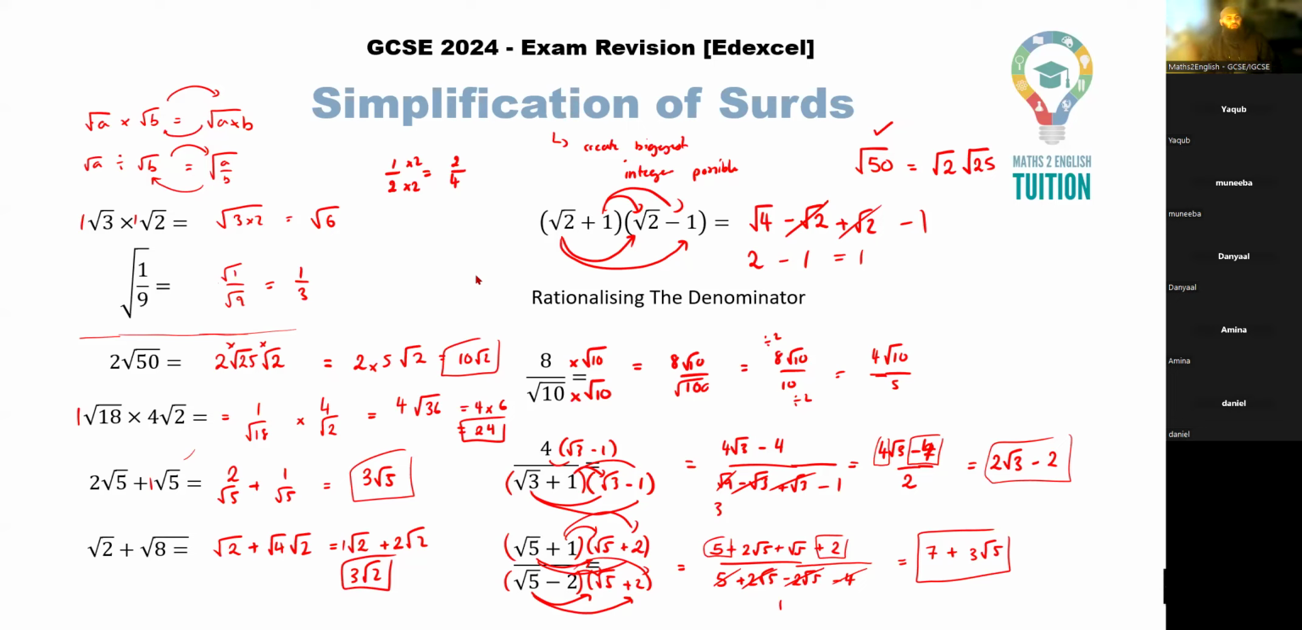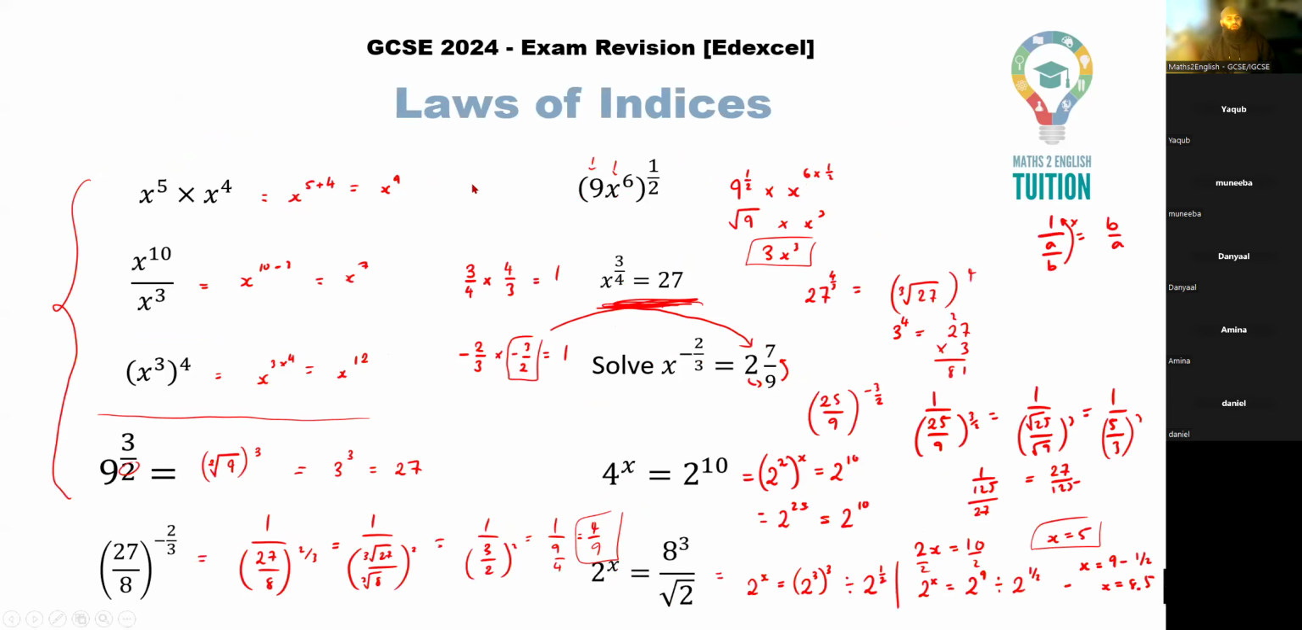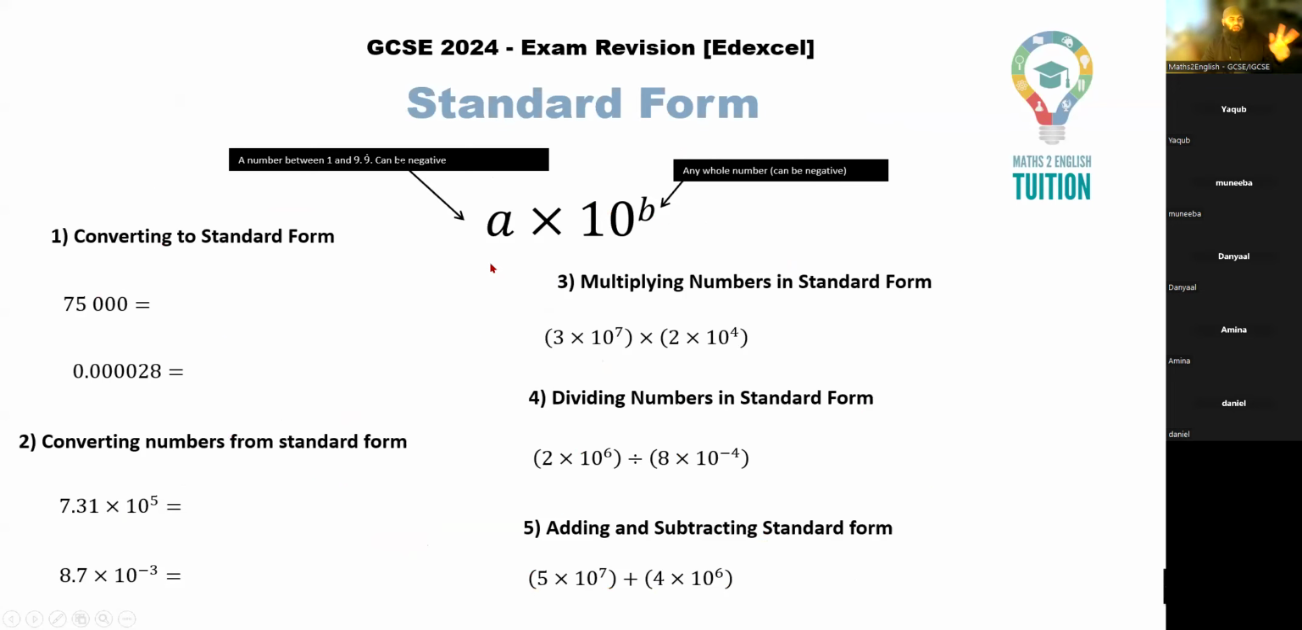Is another important topic. Okay. All right, so let's go through these important topics. I'm not saying the rest aren't important topics, but topics like indices, surds, standard forms, and also ratios are four main fundamental topics that you just have to know. Okay, so we're going to talk about standard form.